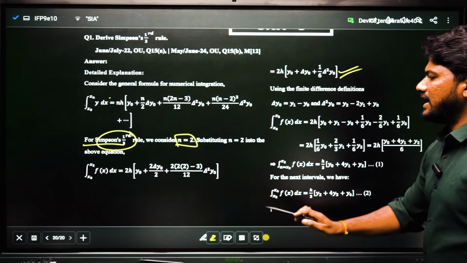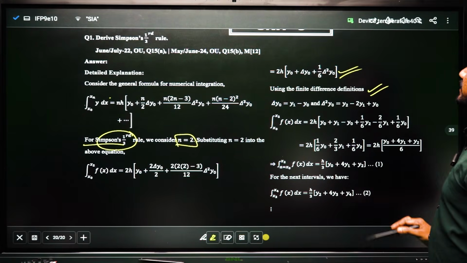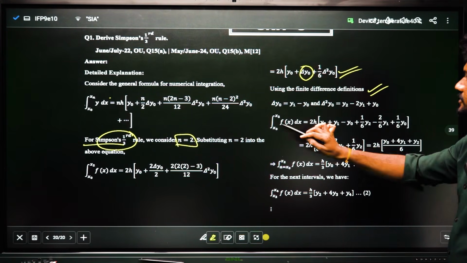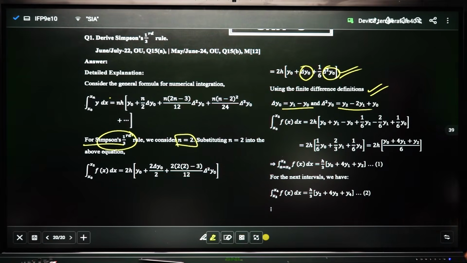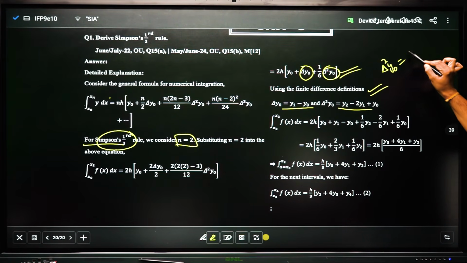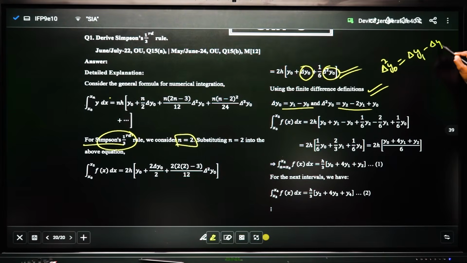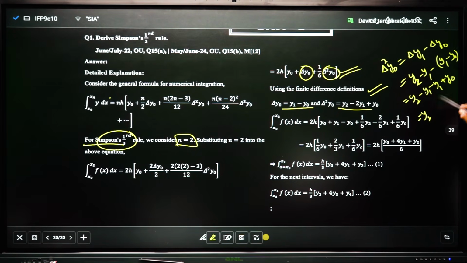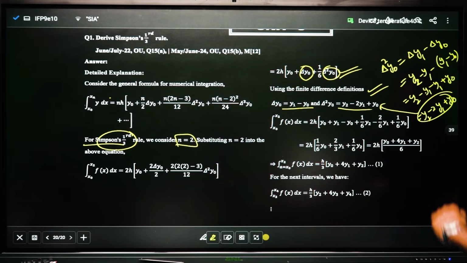After cancellation, simplify these values using the finite difference definitions. Delta y naught you know the formula, delta square y naught you know the formula. Delta square y naught can be written as delta y1 minus delta y naught. What is delta y1? It is y2 minus y1, minus what is delta y naught? y1 minus y naught. So y2 minus y1 minus y1 plus y naught, that is y2 minus 2y1 plus y naught. Like this you will get. Here they mention it directly; that is the background explanation.